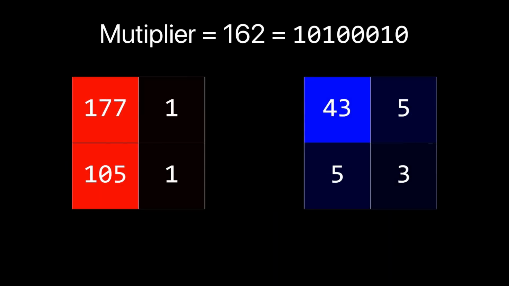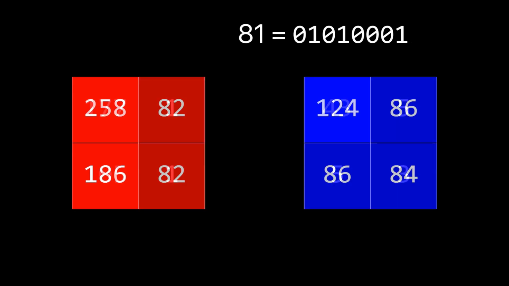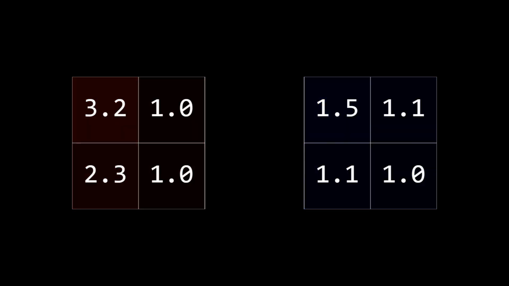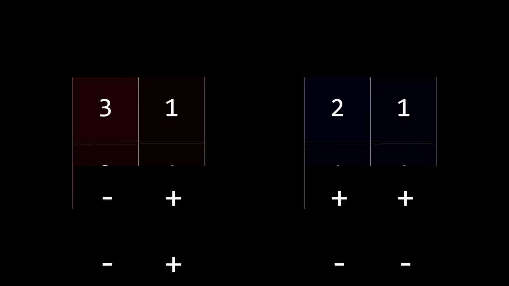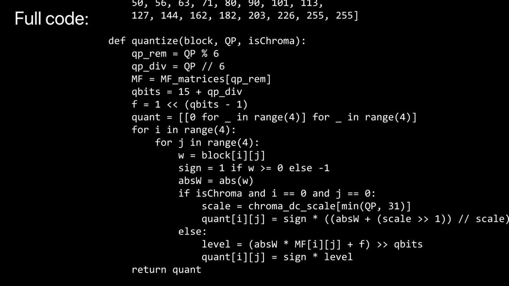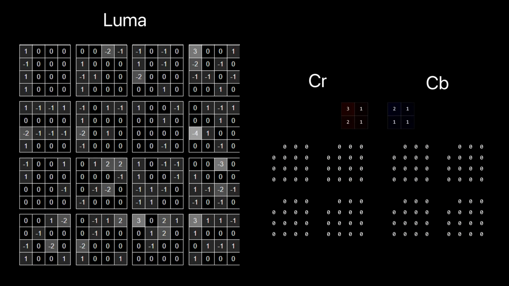Then, find the absolute value of the coefficient, right-shift the multiplier by 1 bit, and add these together. Finally, divide this by the multiplier, round down, and add back the original sign. Before quantization. After quantization.